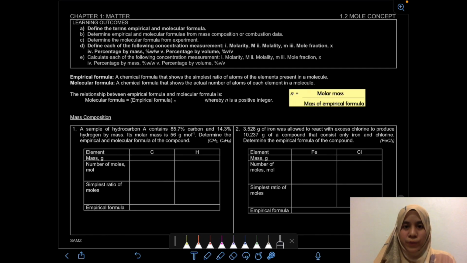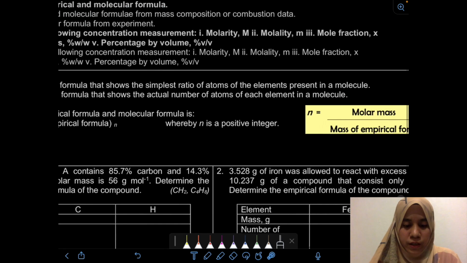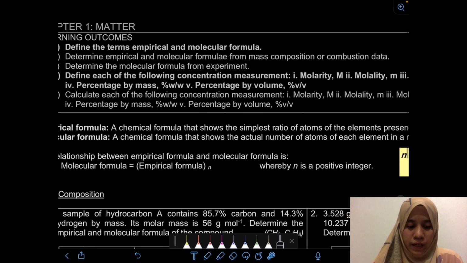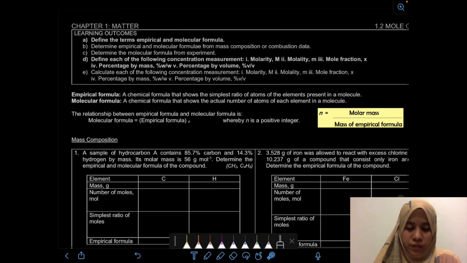Assalamualaikum and hello everyone. In this video we're going to learn a new subtopic, which is 1.2 mole concept. In this specific video, we're going to define the terms empirical and molecular formula, as well as determine empirical and molecular formula from mass composition. Okay, so first is the definition itself.